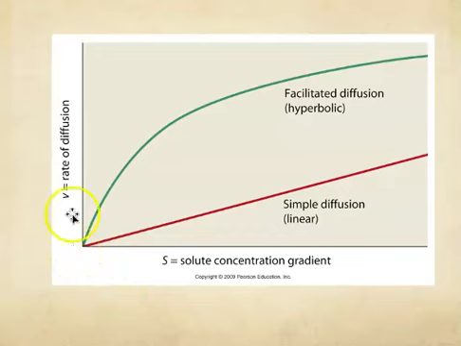On the y-axis, we're looking at the rate of this diffusion. So simple diffusion has a linear shape, and as the concentration gradient gets bigger and bigger, the rate of passage gets faster and faster.